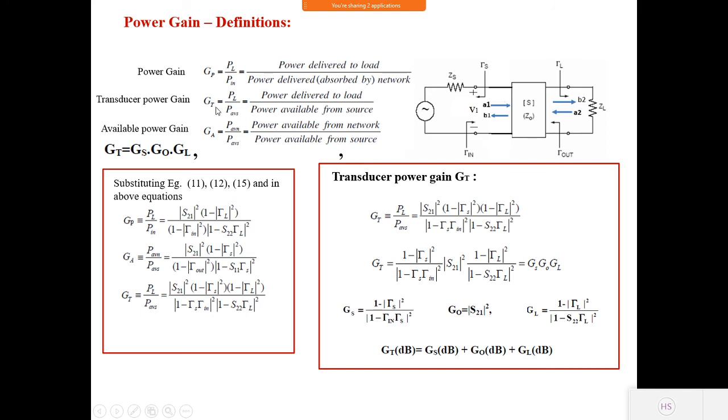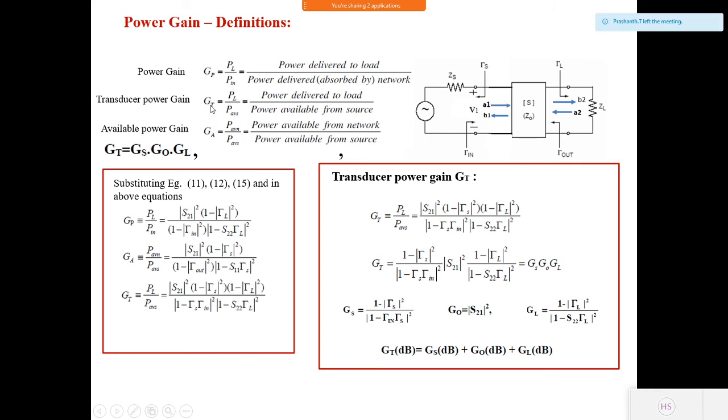For example, if we got GT equal to 10, what is the meaning? PL is 10 times PAVS. That means the transducer gain is 10: the output power is 10 times greater than the input power PAVS. It may be 100. For example, if this network is an amplifier and we get GT equal to 10, then PL is 10 times greater than PAVS.